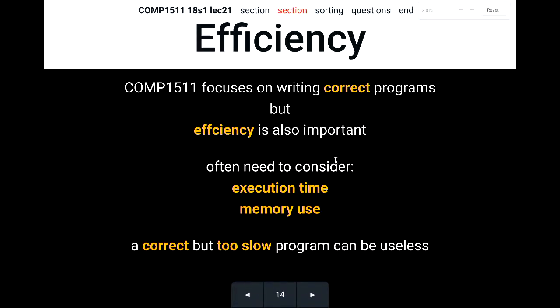Correct is important, but efficiency is also important. So we often need to consider how long something takes to run and how much memory it uses. Those are two of the things that we can measure. A program that's correct but too slow can be useless. Like if your program is designed to do anything at all and it takes 1,000,000 years to run, that's not very useful.